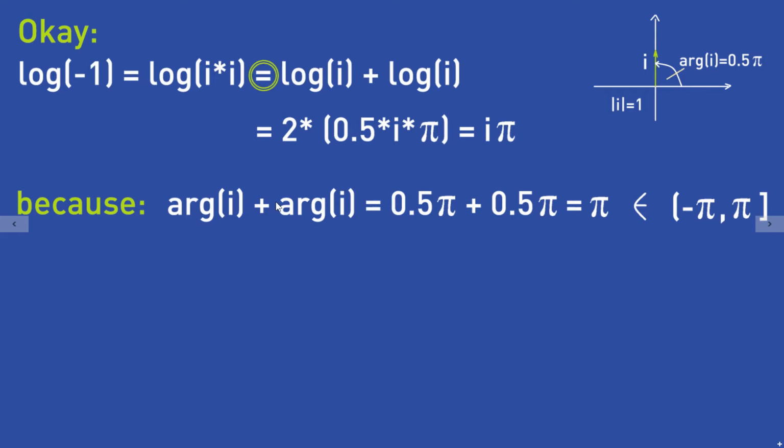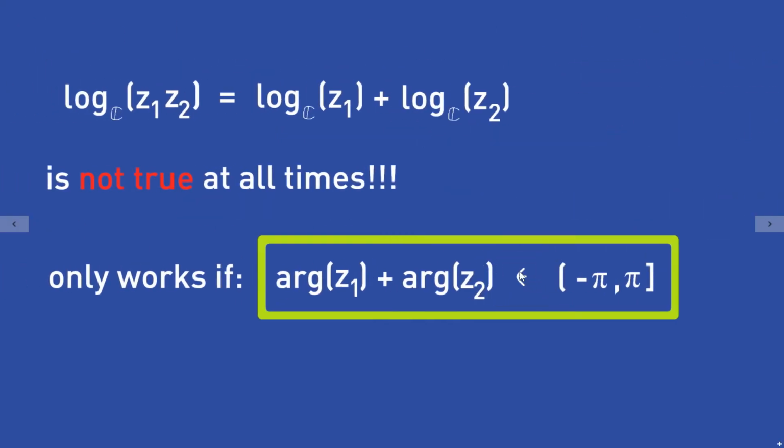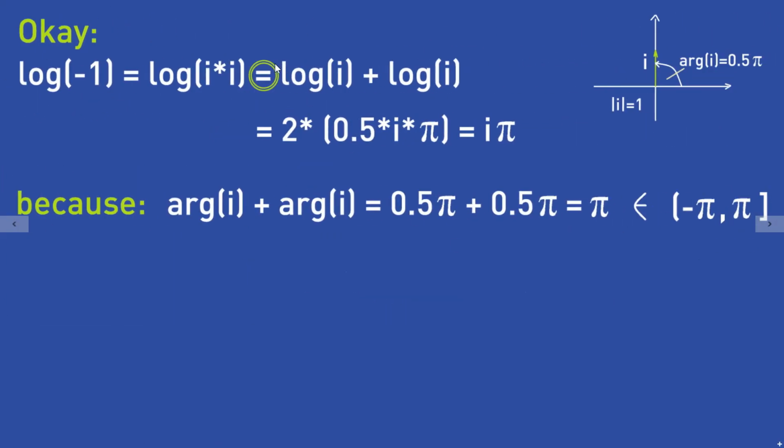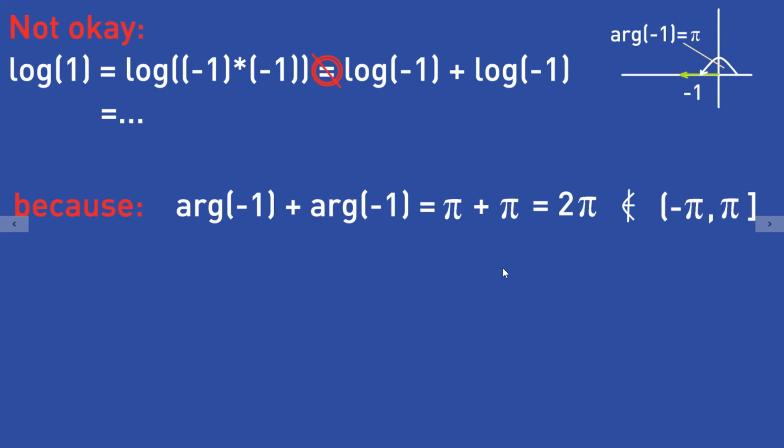So the argument of i plus the argument of i is pi half plus pi half, and this is equal to pi. And pi is inside of this interval here, so this condition holds true. So we can use this calculation rule at this point here. This calculation here, however, is not okay.